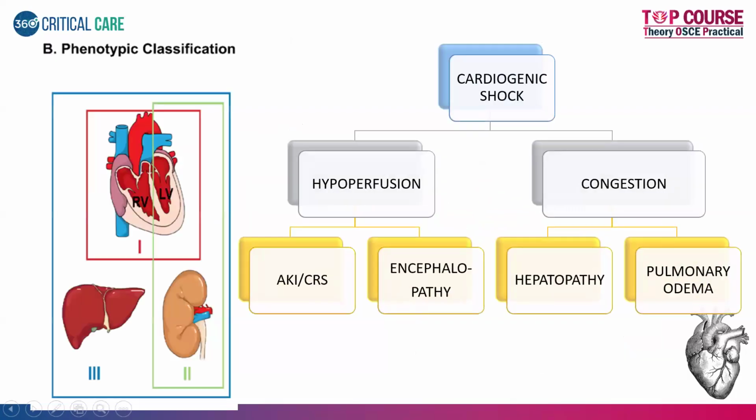So coming to phenotypic classification, cardiogenic shock, as I've already told you, can be divided as shock causing hypoperfusion or shock causing congestion. Whenever cardiogenic shock causes hypoperfusion, it can be seen as acute kidney injury, that is our cardiorenal syndrome, or it can cause encephalopathy. But if it is predominantly a congestive type of picture, then it is usually associated with hepatopathy and pulmonary edema.